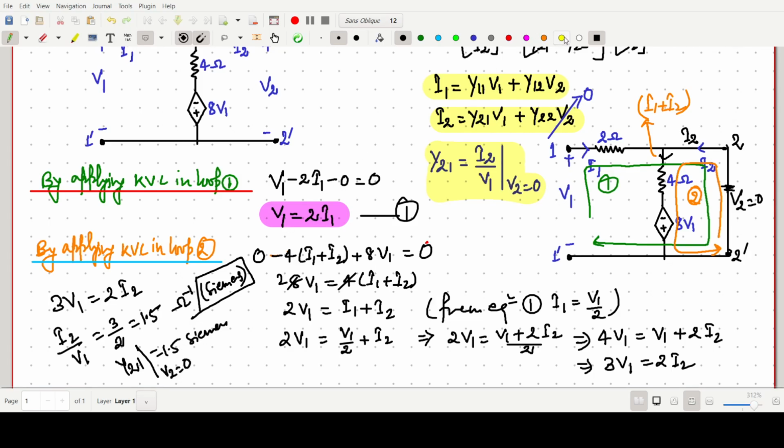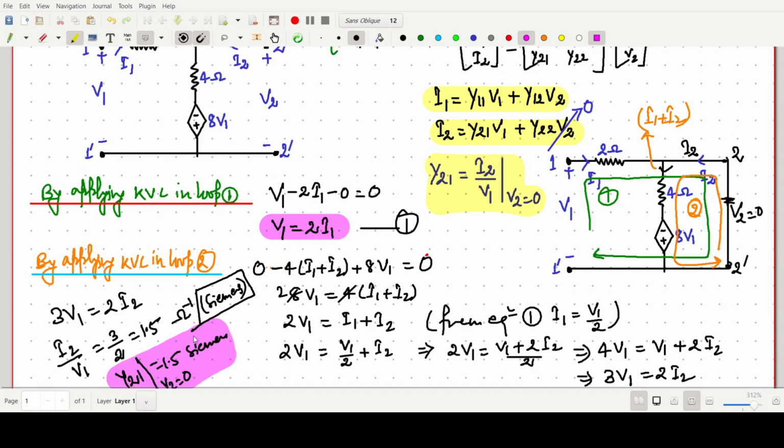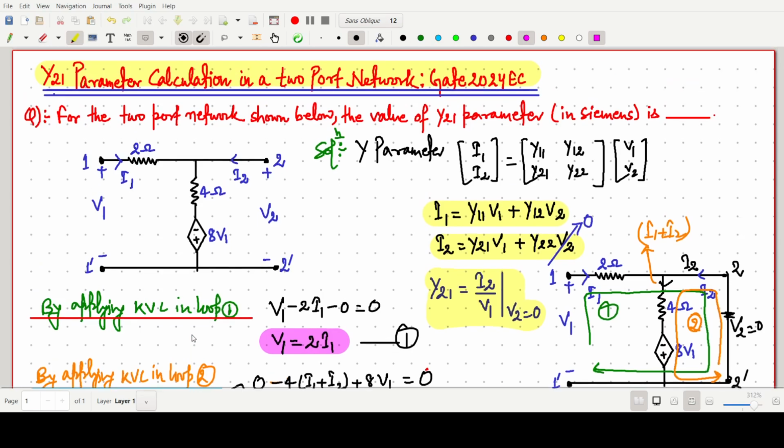So the value of Y21 is 1.5 Siemens. This is all about this question. The answer will be 1.5 Siemens, and it should be in Siemens, as already written. So 1.5 is the correct answer for this question.